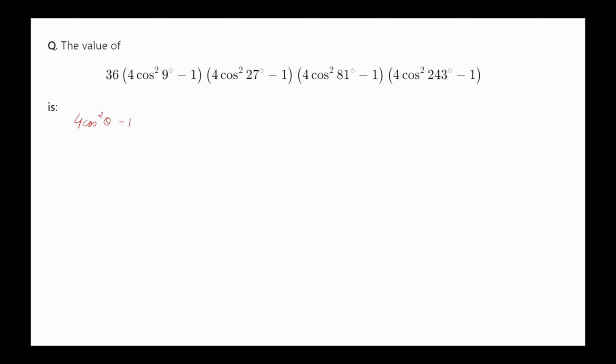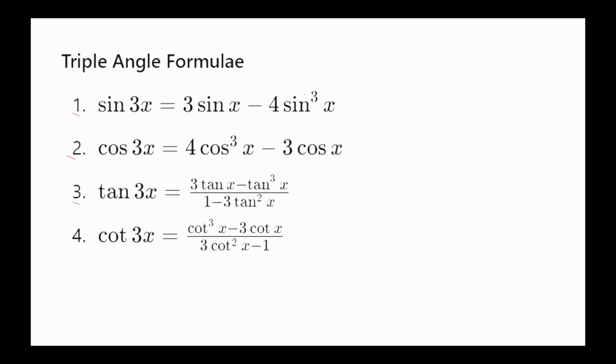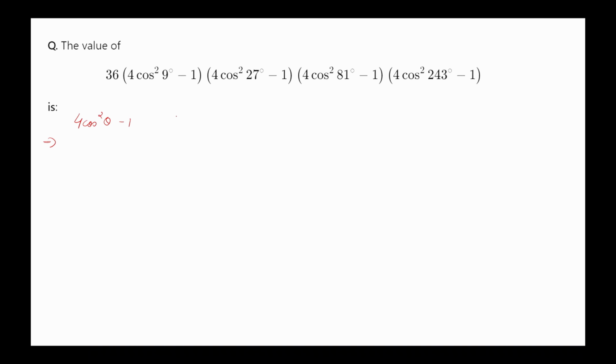If this becomes simplified, then it would become very easy for me to multiply it, right? So that is why I'm assuming my angle to be theta for a moment, just for me to solve it. What I can do is, if I try to remember my triple angle formulas, I have 4 next to my sine cube x and 4 next to my cos cube x. However, if I try to transform this into cos, it would become quite difficult for me. So I'll transform this into my sine.